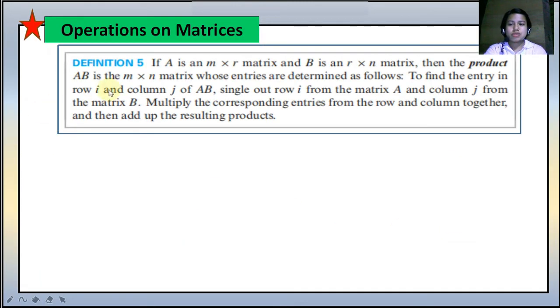Now, we will proceed with matrix multiplication. So we have here definition 5. If A is an M by R matrix and B is an R by N matrix, then the product AB is the M by N matrix whose entries are determined as follows. To find the entry in row I and column J of AB, single out row I from the matrix A and column J from the matrix B. Multiply the corresponding entries from the row and column together, then add up the resulting products.